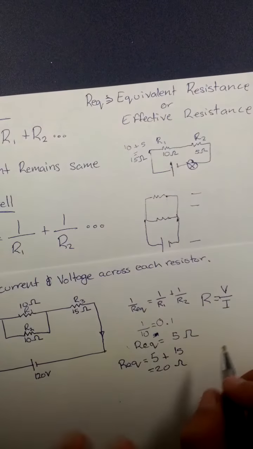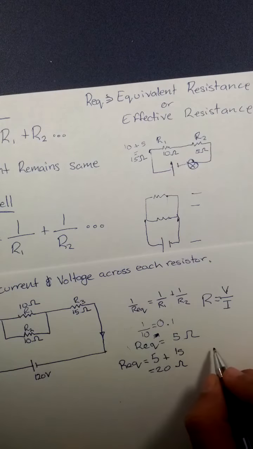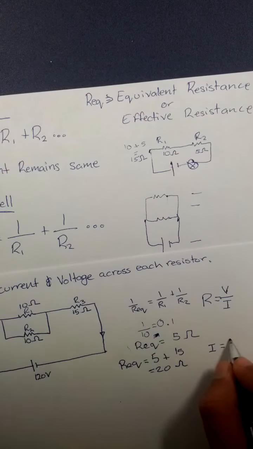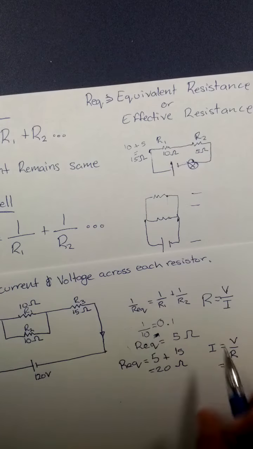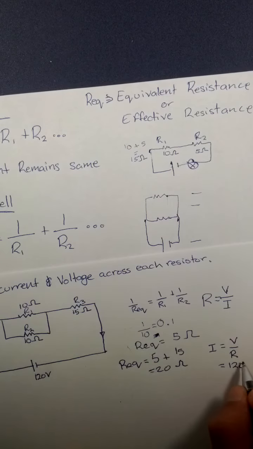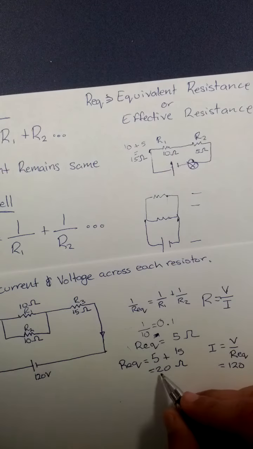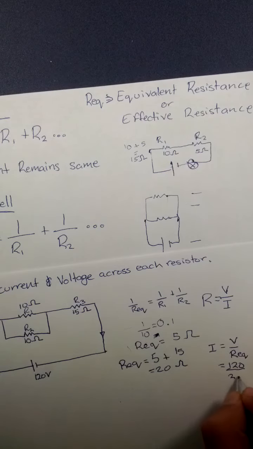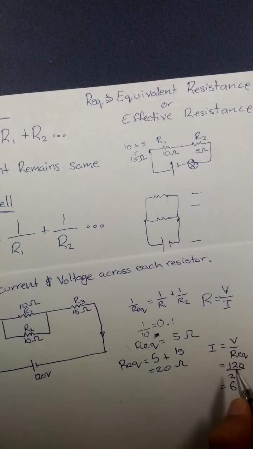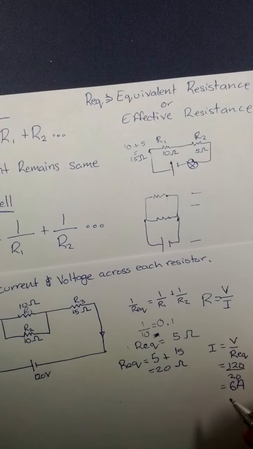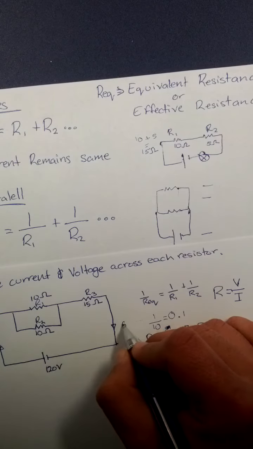Alright, so we have to find the current. Current equals V over R, and we know the voltage is 120. REQ, sorry. And 20 is the REQ. And if we solve that using a calculator, you would get 6. And don't forget the units, because that's really important and you could lose marks there. So it would be 6 amps or 6A. Alright, so now we know that this is going to be 6A.